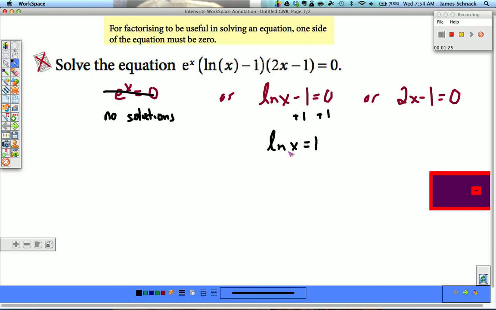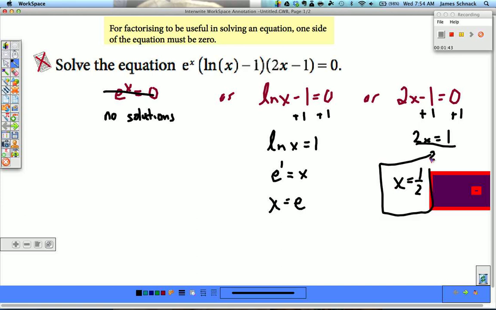To solve a logarithm, to get x out of there, we change to exponential form. This is log base e. E to the first equals x, so x could be e. Or we add 1. 2x equals 1. Divide by 2. X is equal to 1/2. So there are two solutions to this equation. X could be 1/2, and this big nasty left-hand side of the equation equals 0. Or if x is e, the left-hand side of this big nasty equation equals 0.